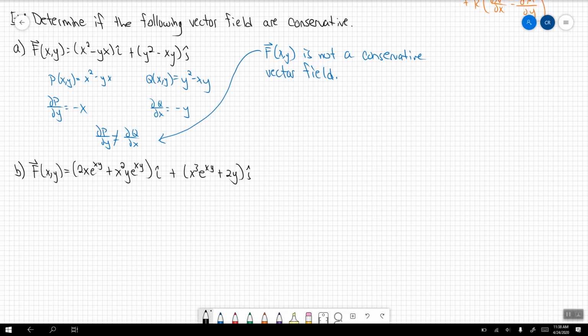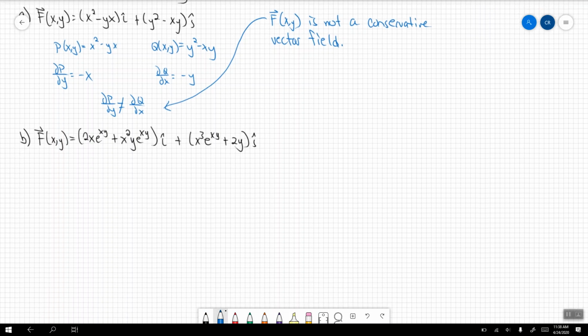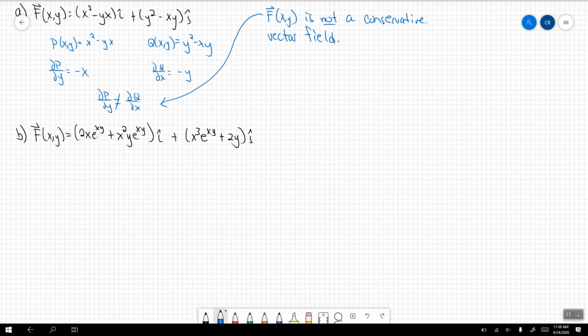Now that I'm looking at this, I want to figure out if this is going to be a conservative vector field. The first one was not, that's okay. So I'm going to identify my functions once again. My function P is going to be 2x e to the power of xy plus x squared y e to the xy, and my function Q is going to be x cubed e to the xy plus 2y.